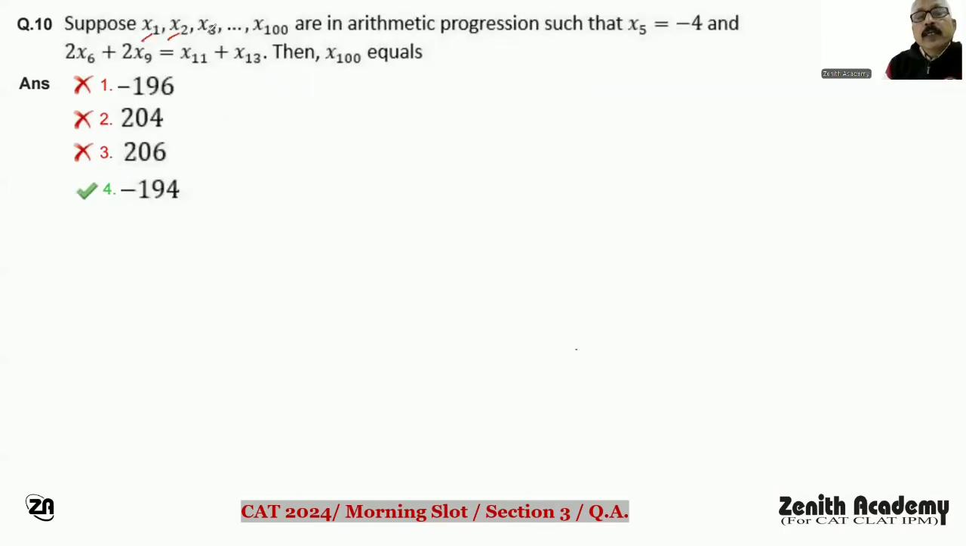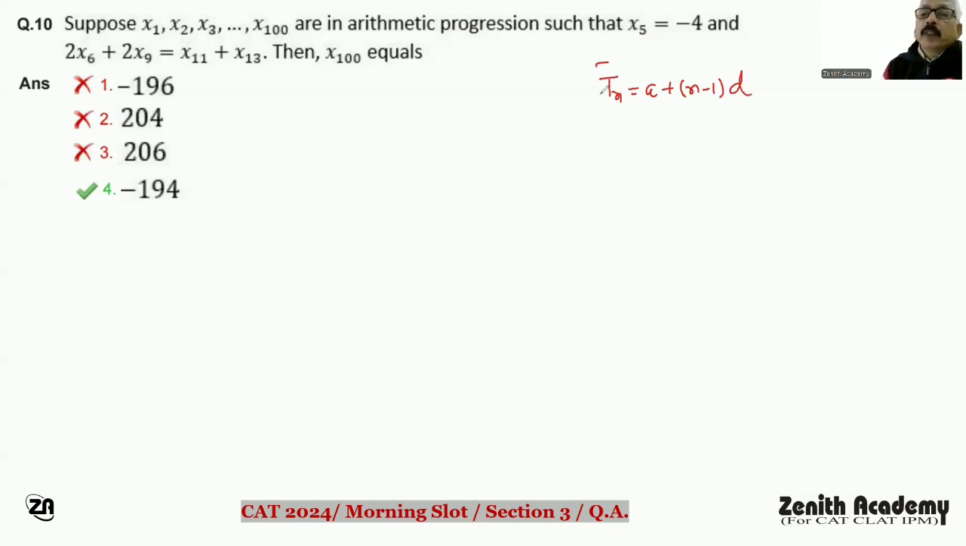Supposing x1, x2, x3, up to x100 are in arithmetic progression such that x5 is equal to -4 and 2x6 plus 2x9 is equal to x11 plus x13, then x100 is to be found out here. Look here, it was a very simple question based on the formula Tn is equal to a plus (n minus 1) into d.